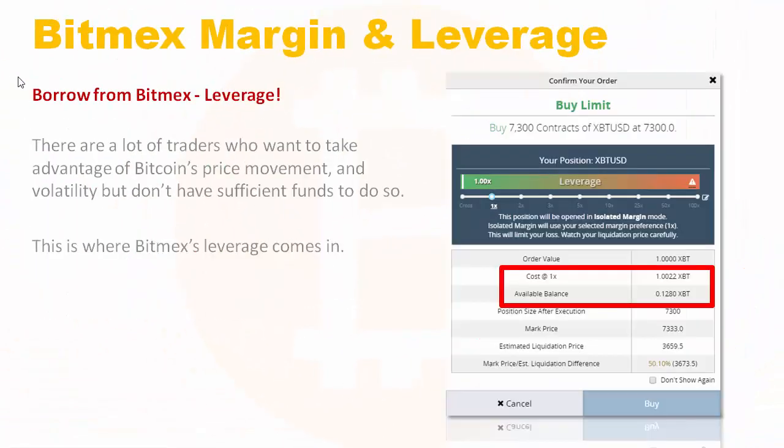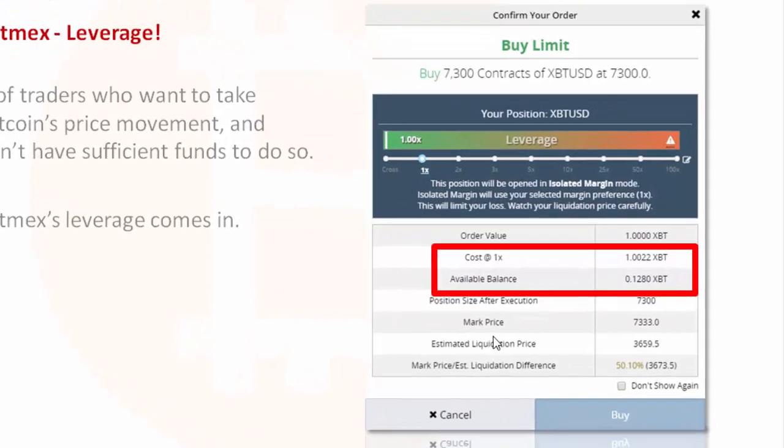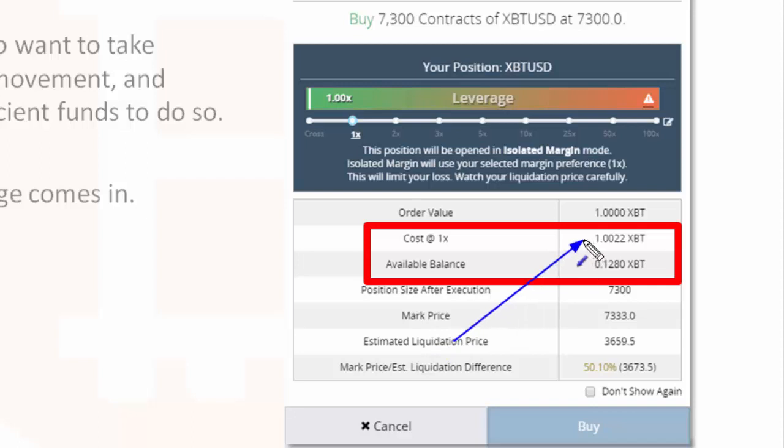Well, I can borrow from the exchange. It's not a problem. They will quite happily loan me the difference and the deficit in the actual account. So I can borrow from the exchange, and this is where the leverage aspect comes in. So again, just to reiterate here, you can see that I've got a cost of one Bitcoin margin cost. That's what the cost means here.